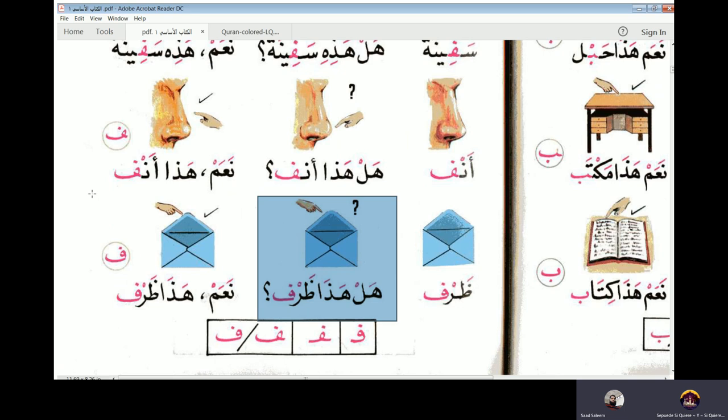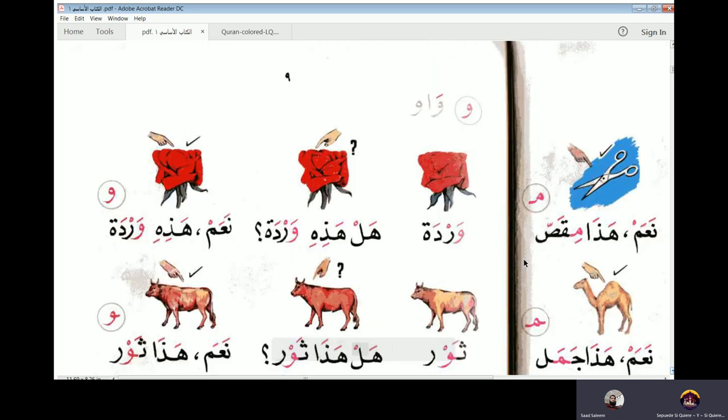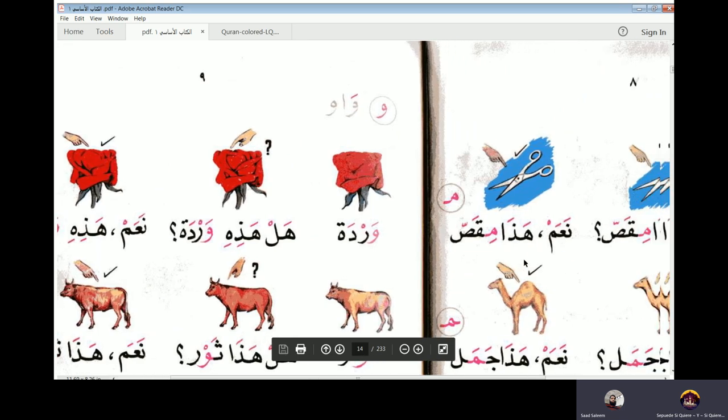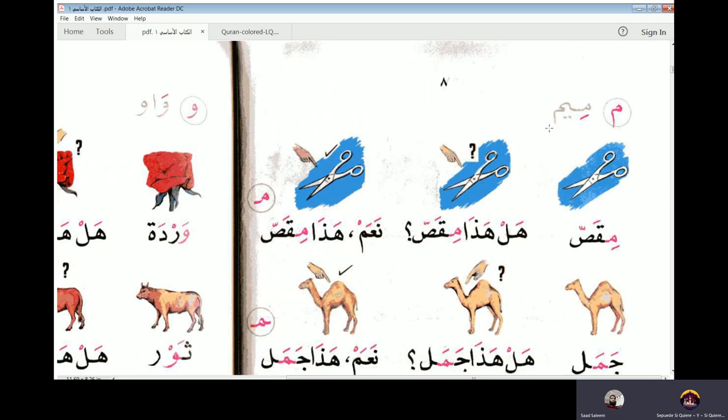هل هذا صارفون؟ Is this an envelope? نعم، هذا صارفون. Yes, this is an envelope. Okay. مقاسون. Good.